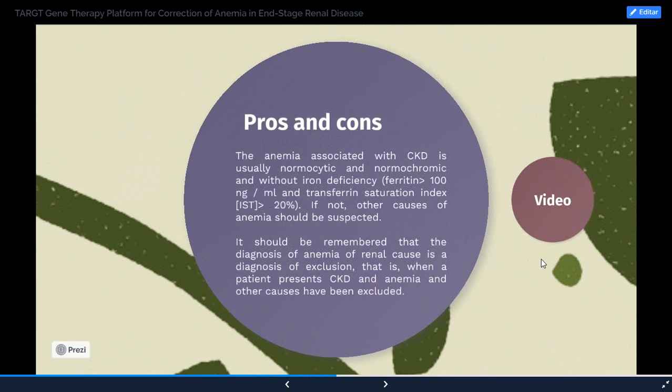The anemia associated with CKD is usually normocytic and normochromic and without iron deficiency: ferritin more than 100 nanograms per milliliter, and transferrin saturation index more than 20%. If not, other causes of anemia should be suspected. It should be remembered that the diagnosis of anemia of renal cause is a diagnosis of exclusion, that is, when a patient presents with CKD and anemia and other causes have been excluded.